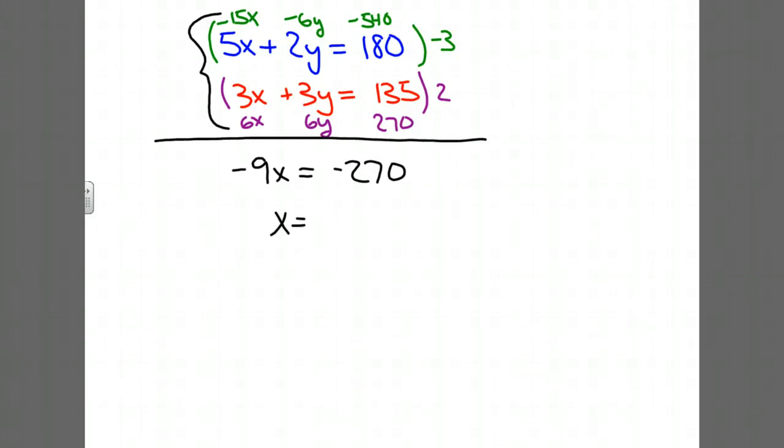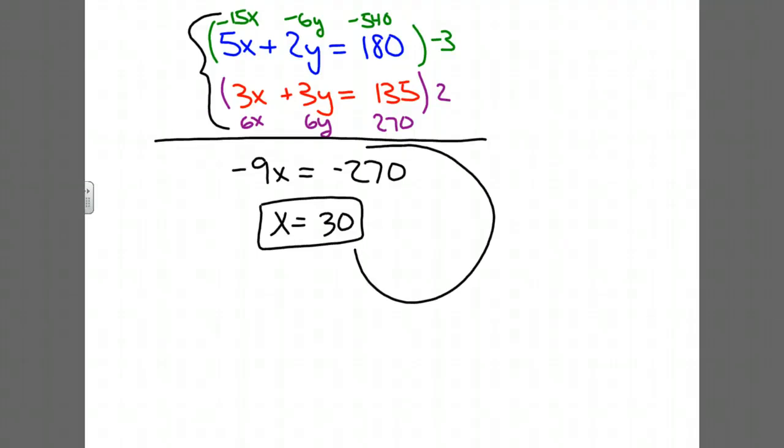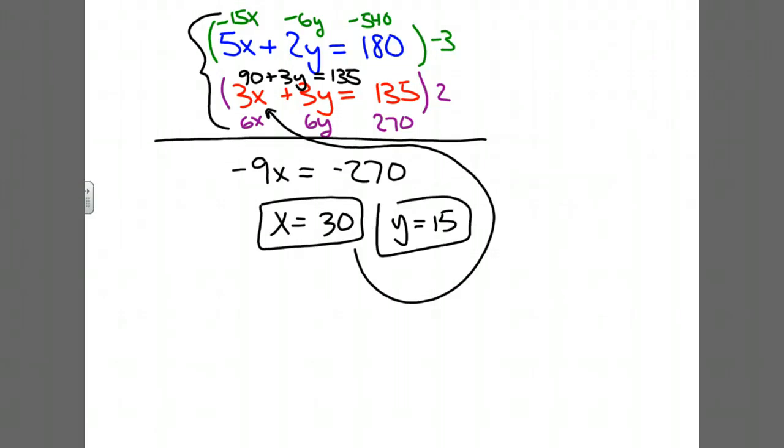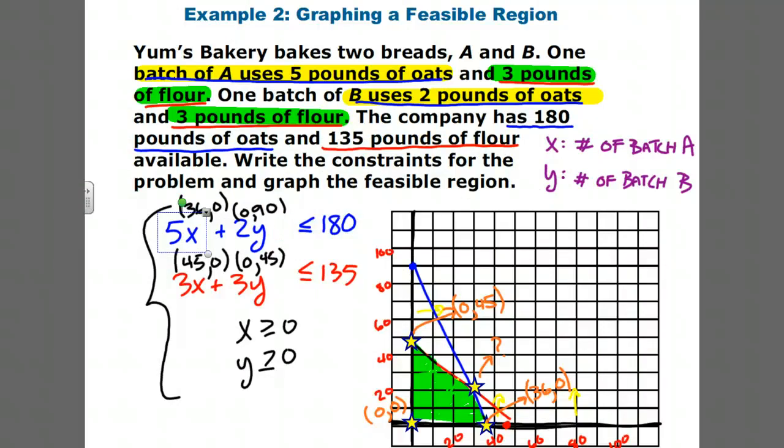And so x then is equal to 30, which is kind of what we thought it was. That's what it looked like on the graph. So if x is 30, plug that in for either one here, and we would have then 90 plus 3y is equal to 135. So when does 3y equal 45? When y is 15. So that was the point 30, 15, not what I thought it was. So my graph wasn't perfect.